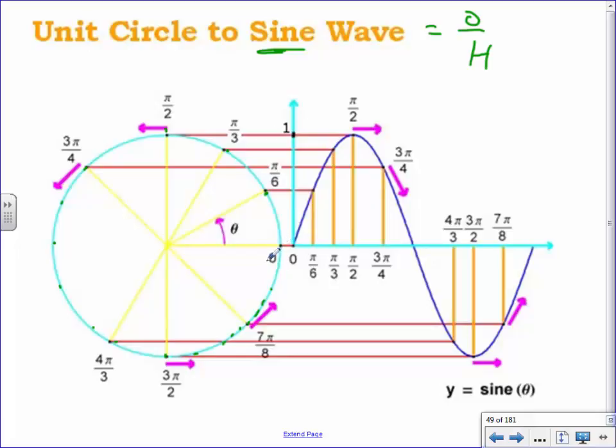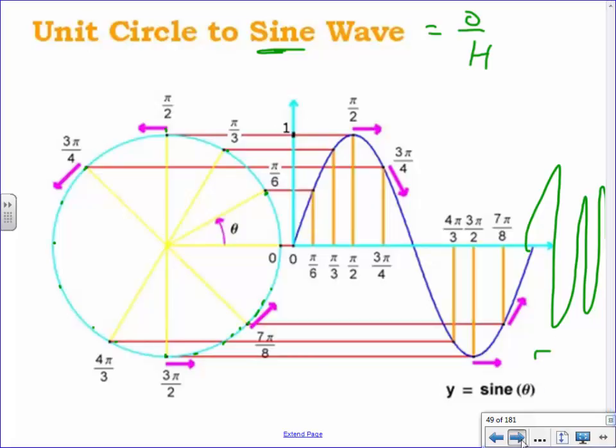Except, do you have to go around the circle just once? Well, no, you can keep going around the circle over and over again, explaining why the sine wave basically goes up and down and up and down infinitely. So that's what the sine graph looks like.